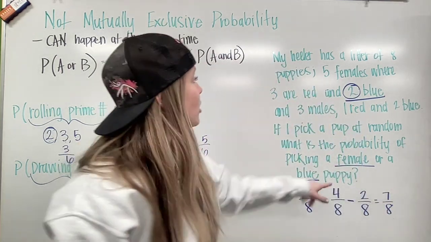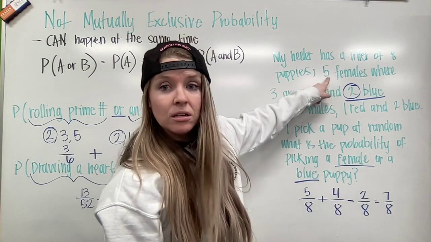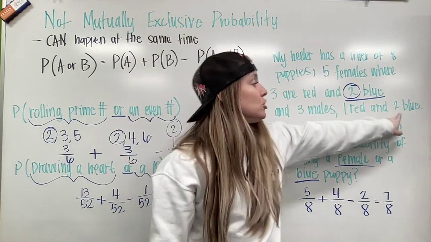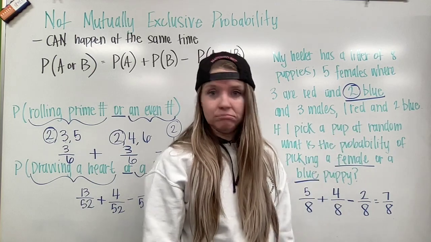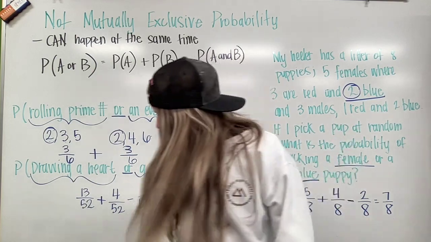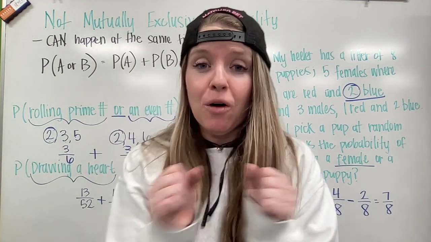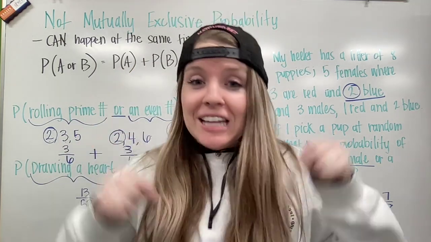So essentially what I've looked at is my 5 females, and then I'm going to add in the 2 blue males, so there's only 1 dog I'm not looking for. Does that make sense? If you got questions, let me know, practice, and let's see how you do.